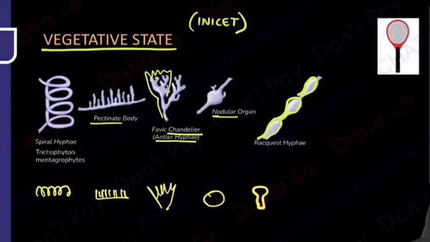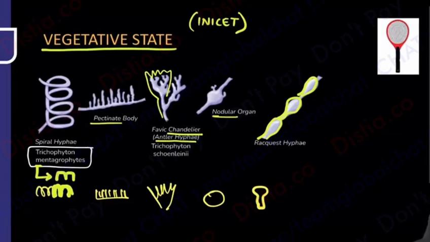Spiral hyphae is seen in Trichophyton mentagrophytes. I'll be showing you so many Trichophyton. Why mentagrophytes? How do I learn that? Because the way we draw a spiral, it looks like an M. So we can call it mentagrophytes, which shows the spiral hyphae. Next, for pectinate, you don't have to learn an example. For chandelier, the way you say chandelier, you get the SH sound. Same way when you say Schoenleinii. So Trichophyton schoenleinii shows the chandelier form. Coming on to nodular, you don't need to know.